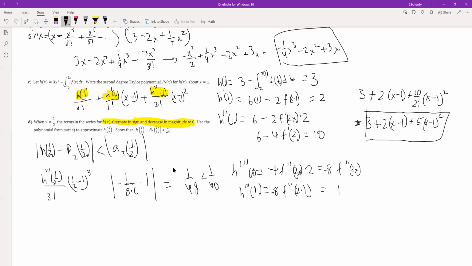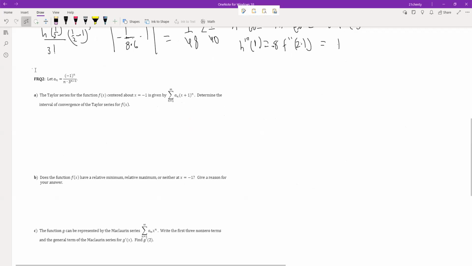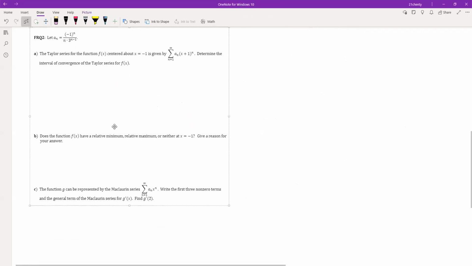So that is the first free response problem. Now give me a second and I will bring over the second free response problem. Let a sub n equal negative 1 to the n over n times 3 to the n minus 1.